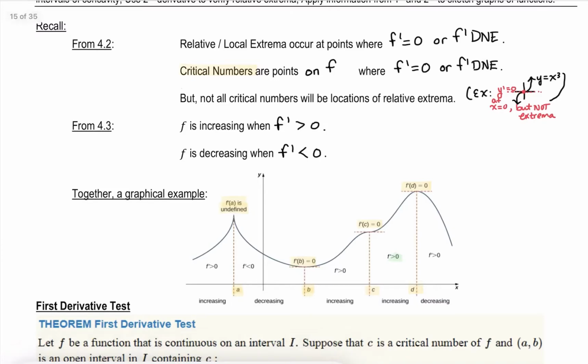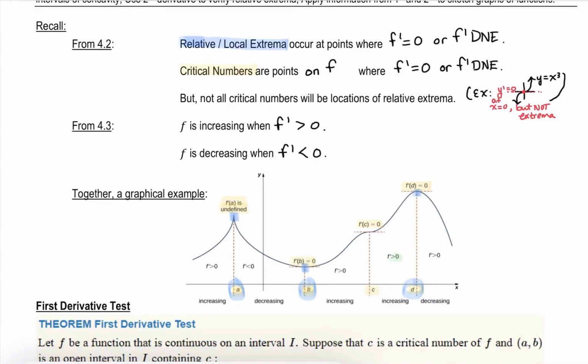So our relative or local extrema in this example, let's circle it down here. x equals a is a local max. x equals b is the location of a local min. But f prime of c is equal to 0. There's that example again. It's neither a min nor a max. At x equals d, we also have a local max. All right, so that's the observations from 4.2.